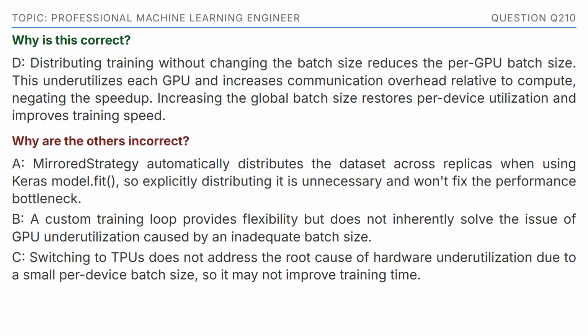Why are the others incorrect? A. MirroredStrategy automatically distributes the dataset across replicas when using Keras model.fit, so explicitly distributing it is unnecessary and won't fix the performance bottleneck. B. A custom training loop provides flexibility but does not inherently solve the issue of GPU underutilization caused by an inadequate batch size. C. Switching to TPUs does not address the root cause of hardware underutilization due to a small per-device batch size, so it may not improve training time.